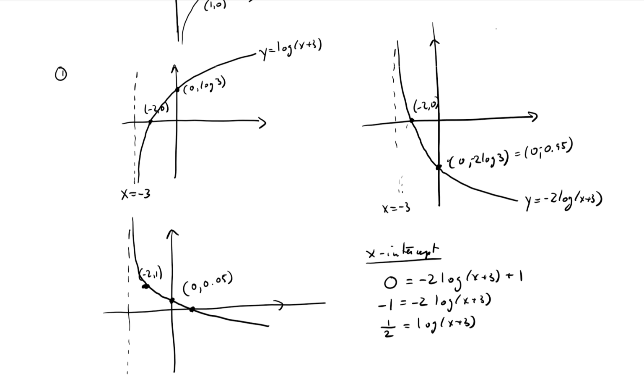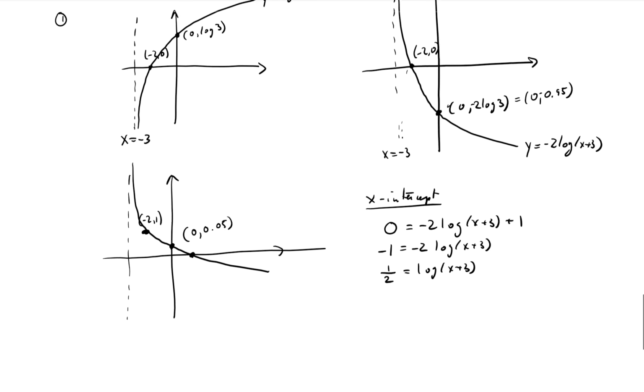And now I've got a logarithmic equation, and I'm going to convert this into an exponential equation. So remember, this is log in base 10. So 1/2. A log is a power, right? It is an exponent. So 1/2 is the exponent to which I raise the base, 10, in order to get x plus 3. So now I've converted that equation into an exponential equation, and now I solve for x. So it's 10 to the 1/2 minus 3.